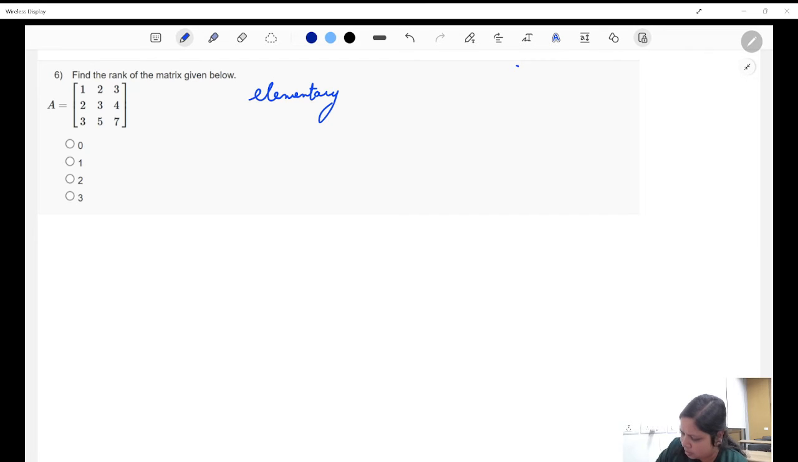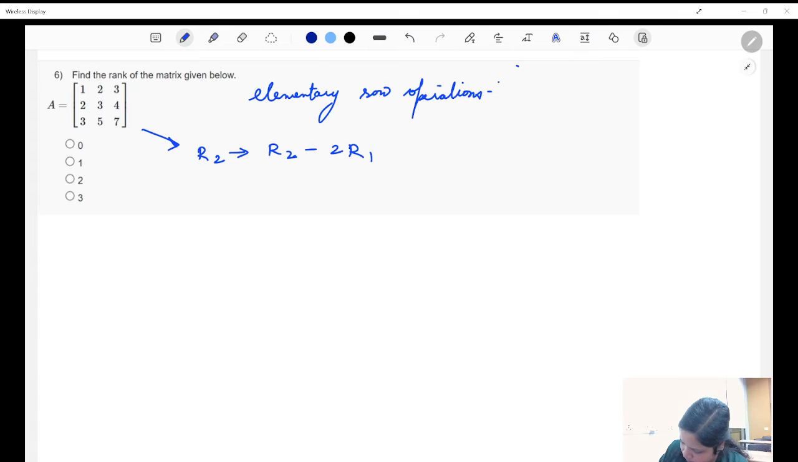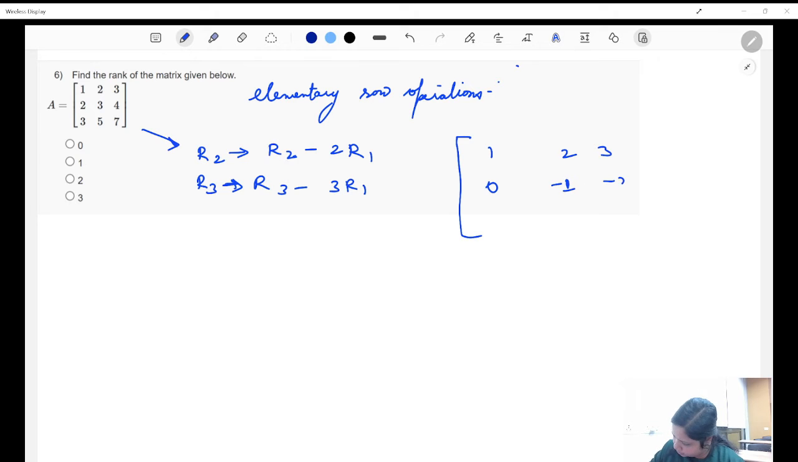I think this is a class 11th concept, right? Okay, so let's say on this matrix we apply: replace R2 with R2 minus 2R1 and R3 with R3 minus 3R1. What do we get? This remains the same. 2 minus 2, this becomes 0, minus 1 and minus 2. Then 0, minus 1 and minus 2.